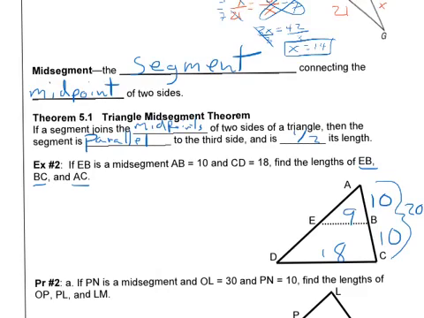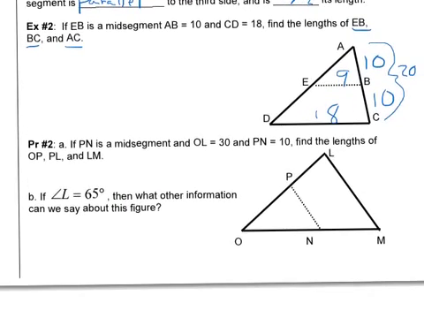Okay, there's another problem here, practice number 2. If PN is a midsegment and OL equals 30 and PN equals 10, find the lengths of OP, PL, and LM. I'm going to let you guys go ahead and try this, so you're going to probably want to pause the video, try it on your own, and then come back.